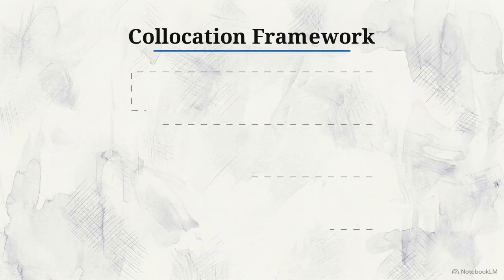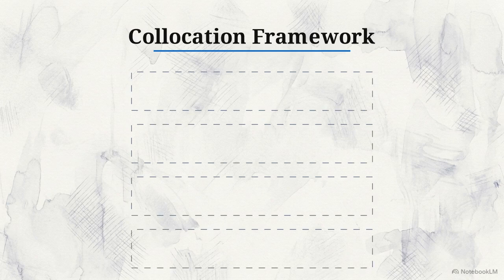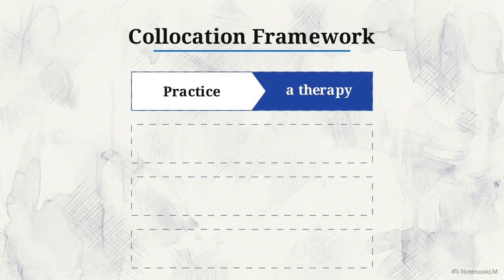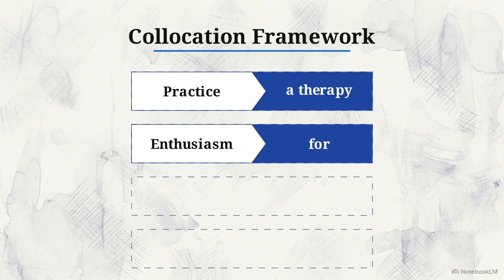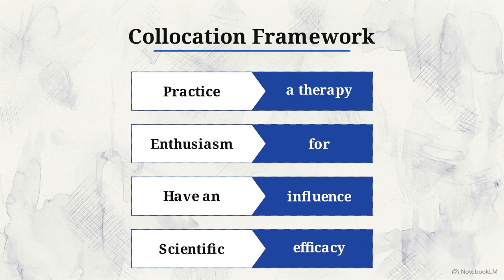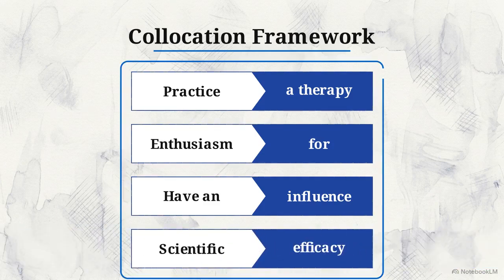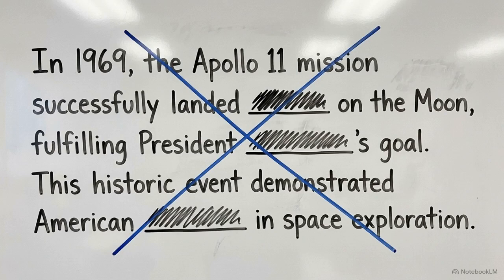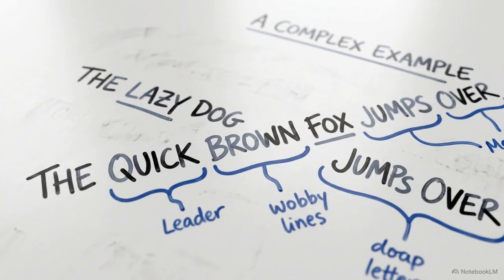To lock this in, we'll build a cheat sheet for the collocations we extracted. First, practice a therapy. Second, enthusiasm for. Memorizing these exact pairings saves critical time. Now add have an influence and scientific efficacy. Drill these 4 phrases into your active vocabulary. High scores in these exercises aren't the result of lucky guesses. They come from analyzing how words interact with their neighbors and adhering to the strict rules of professional vocabulary.